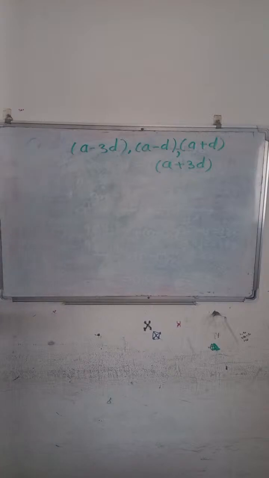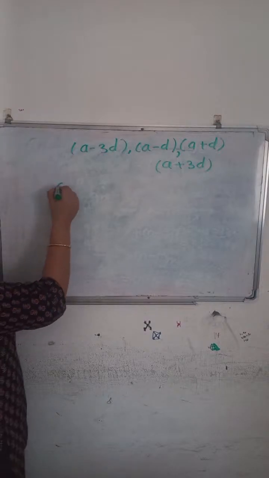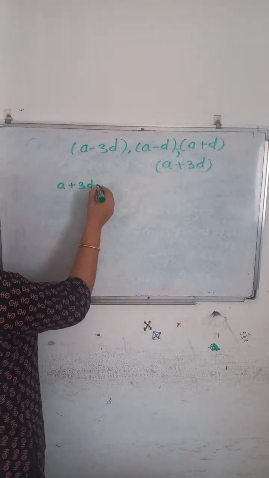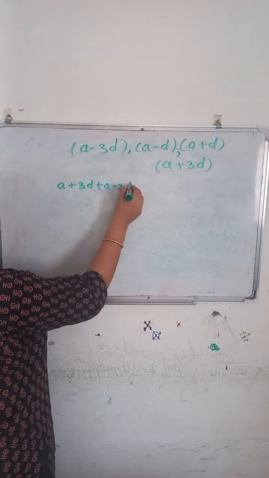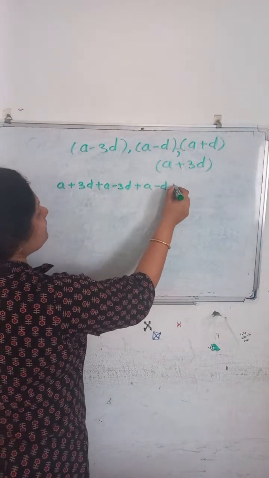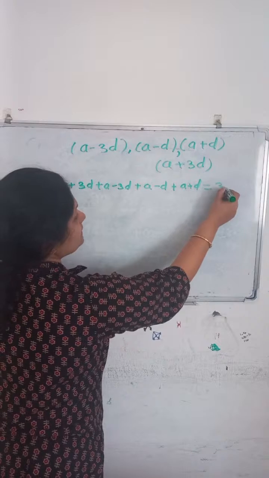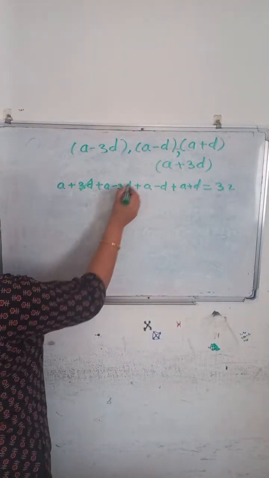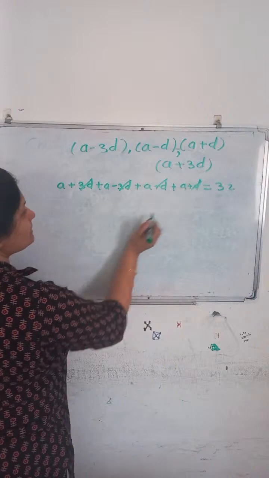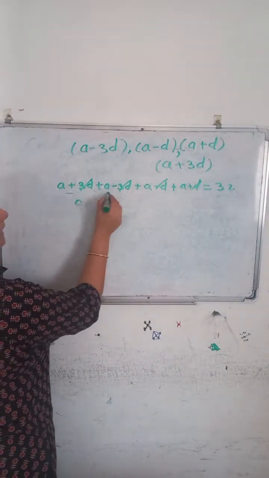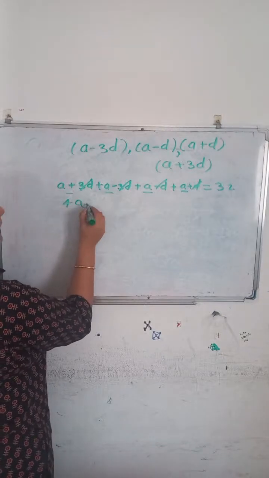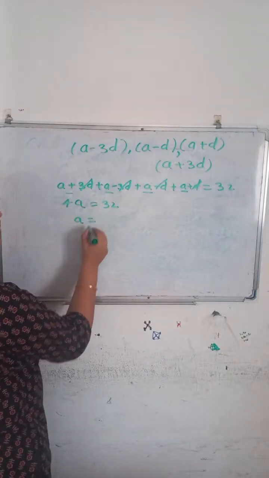So these are the 4 consecutive numbers we have, and according to this condition, if we take the sum of the 4 consecutive numbers, that sum is equal to how much? 32. Okay, then I will take this sum here: a plus 3d, a minus 3d, plus a minus d, plus a plus d is equal to 32. Now here plus 3d, minus d and plus d get cancelled. Here a and a, that is 4a is equal to 32, then a is equal to how much?